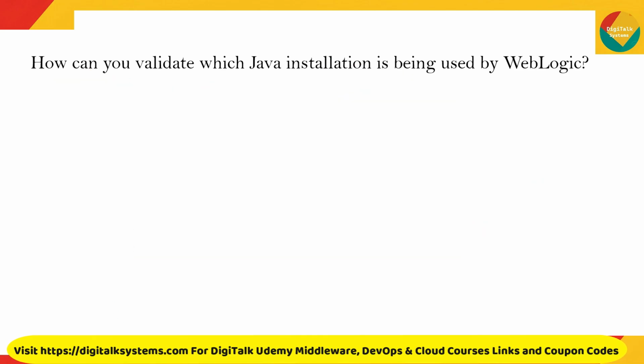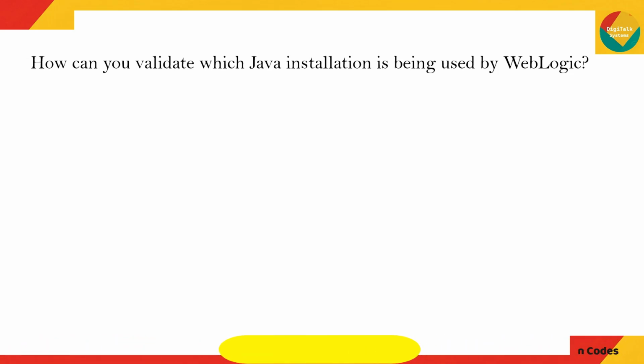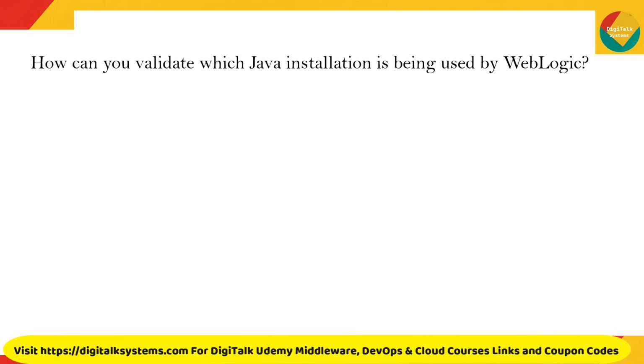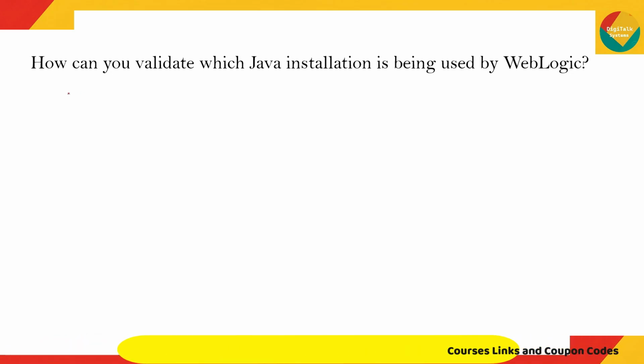How can you validate which Java installation is being used by WebLogic? Now it may be possible that you have multiple Java versions installed in your system, scattered across multiple file systems. You want to check which JDK or Java is in use by your WebLogic server, right? So how do you identify that? It's very straightforward and very simple.